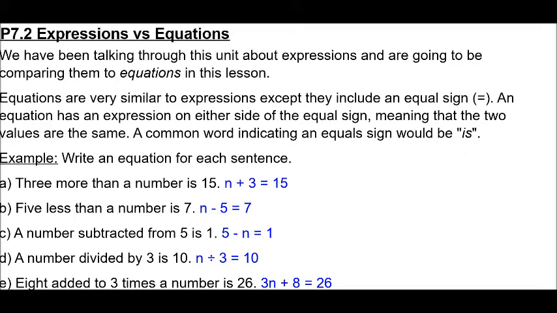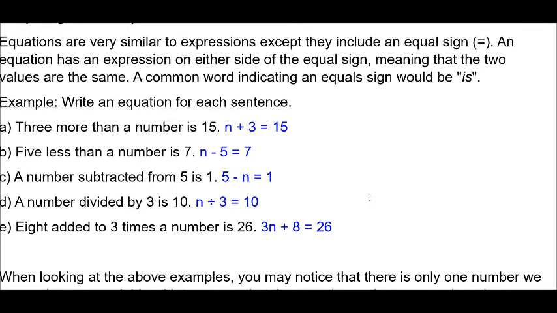A common word that indicates an equal sign when we have our English sentence is the word "is." We have an example here, and we're going to write an equation for each sentence. So, 3 more than a number is 15. Now, when I look at this, the first little bit of it, this "3 more than a number," that's very similar to what we had with expressions. So we're going to treat that the same.